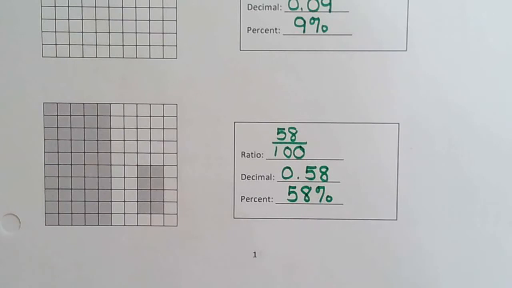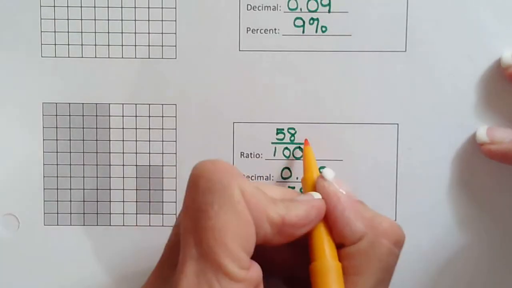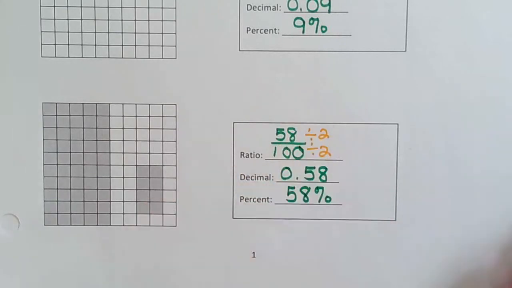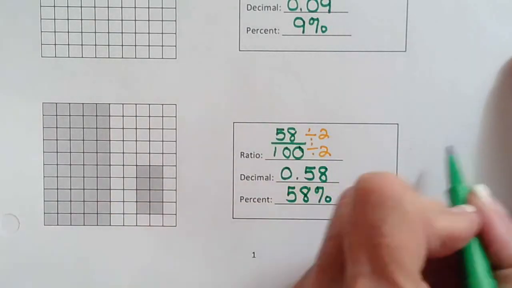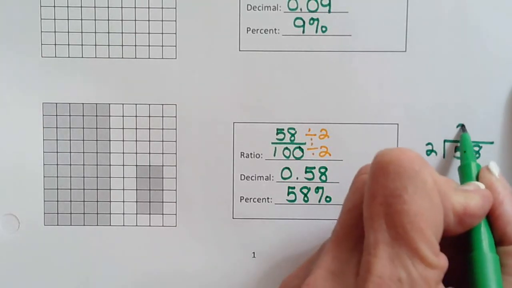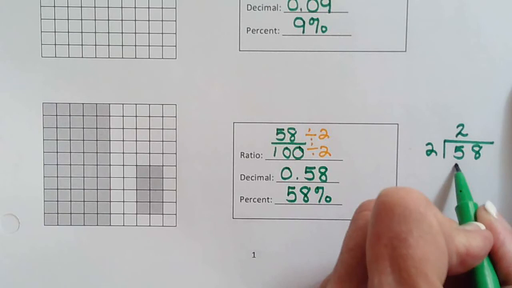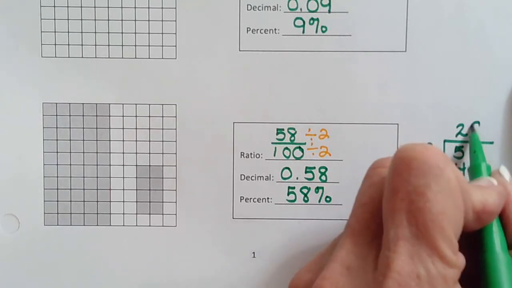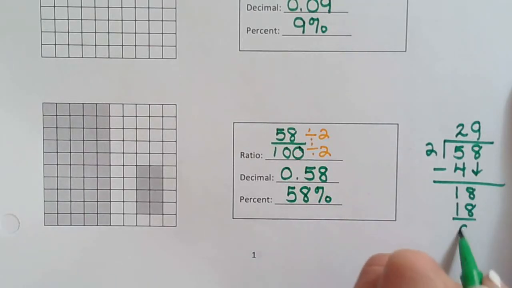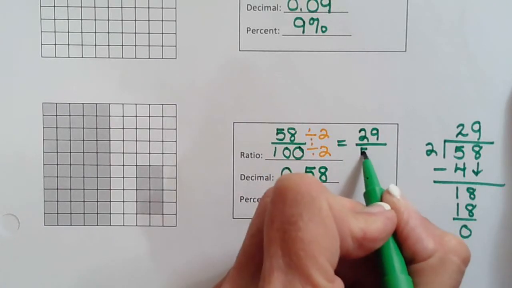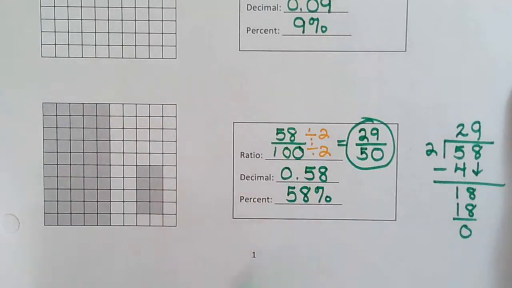Now let's go back and simplify. They're both even, so that tells us to try 2. That tells us 2 works. So 58 cut in half, 2 into 58. 2 goes into 5 twice. 2 times 2 is 4. 1, bring down your 8. 2 goes into 18 9 times. So that'd be 29. Cut 100 in half and you get 50. And I know that's simplified because 29 is prime.